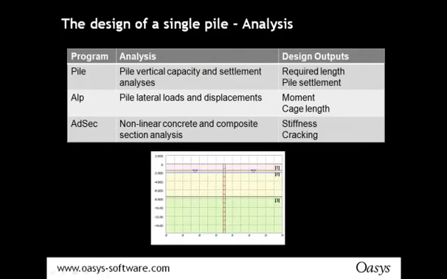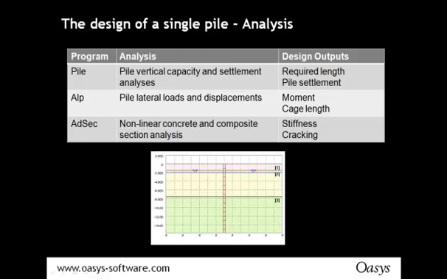What Oasys software can be used to analyze single piles? Well, there are 3 main programs. The first is Pile, which calculates the vertical pile capacity and the settlement. Now, the settlement side of Pile is actually an incorporation of a program that was previously called PILSET. So PILSET has been put into Pile with exactly the same functionality. And this gives you design outputs such as required length and pile settlement.